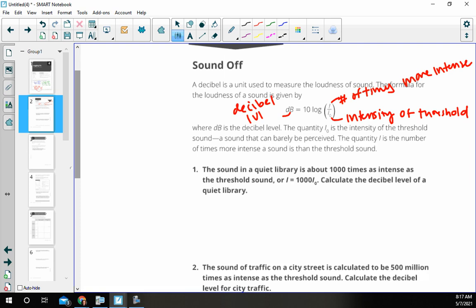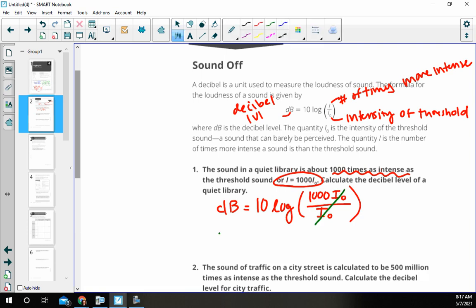Okay, so I calculate the decibel level of the quiet library, so I don't know what my dB is because that stands for my decibel. So I've got 10 log. It tells me my number of times, 1,000 times as intense. Okay, so when I go to plug it in, I'm going to have 1,000 I sub O over I sub O. That's what it's telling me over the intensity. Okay, if I simplified this, then I could cancel those out. So my dB is equal to 10 log of 1,000.